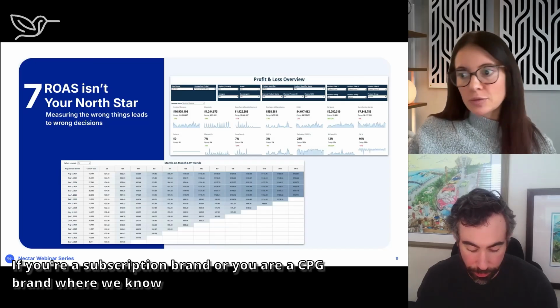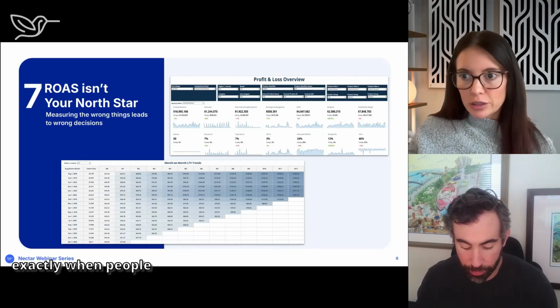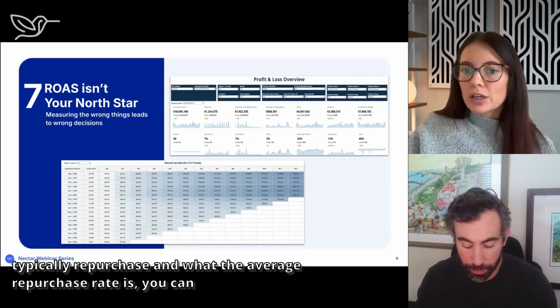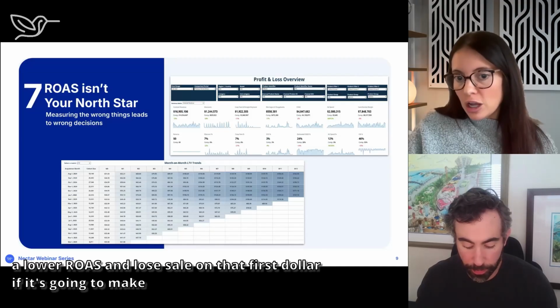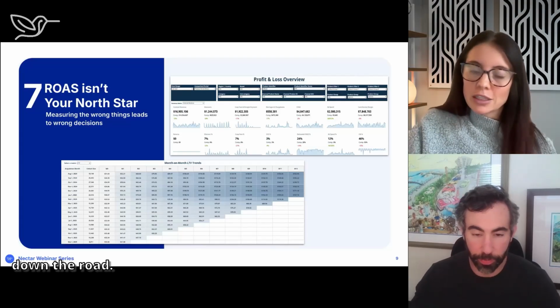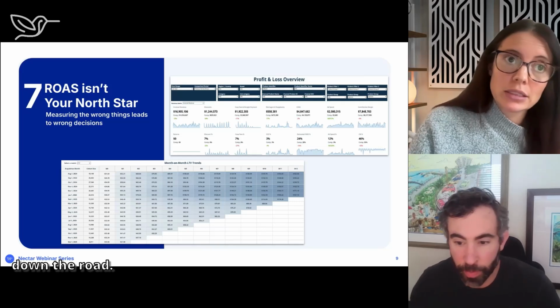So if you're a subscription brand, or a CPG brand, where we know exactly when people typically repurchase and what the average repurchase rate is, you can sometimes expect to lower ROAS and lose money on that first dollar if it's going to make up for it with sales down the road. But that's also a case-by-case basis depending on the brand goals and KPIs and their profits as well.